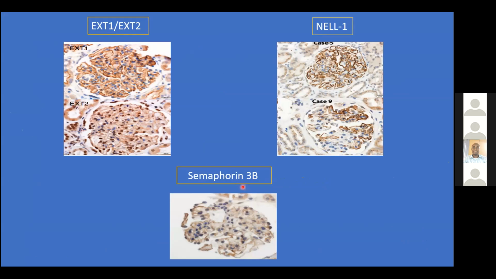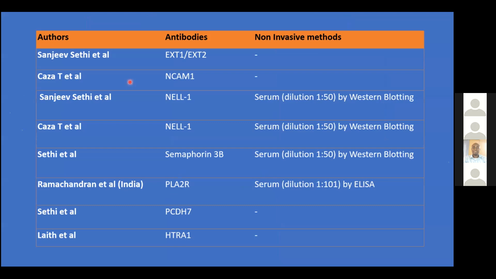And various immunohistochemistry stains are available for these different antigens: exostosin 1, 2, NELL1 and semaphorin 3B. Here we can see this also will be present along the capillary wall. Okay, so these are various antibodies used by different authors in different studies, and the non-invasive method to diagnose this membranous nephropathy is available for NELL1, semaphorin 3B, and PLA2R, as we know.